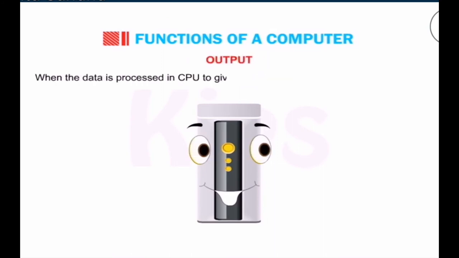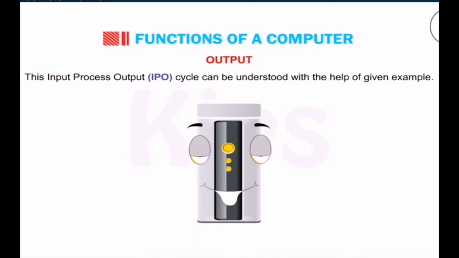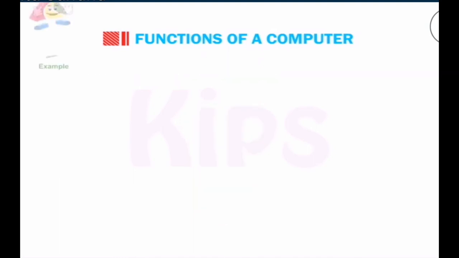Now the CPU, after completing its work, gives the useful information, which goes to the monitor as output. So this is the IPO, input process output cycle. Now you understood what is IPO? It is the input process and output cycle.